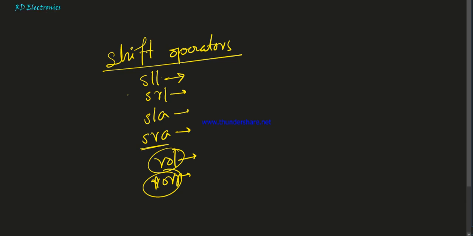So these are the basic parameters, the VHDL operators and VHDL data types which are used in VHDL programming.